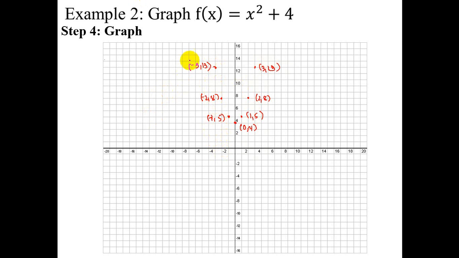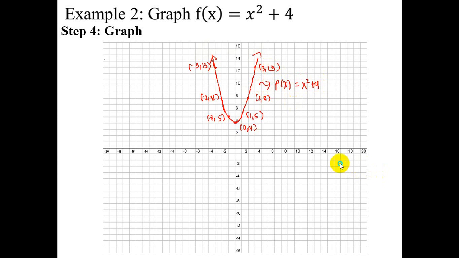Alright, now we can draw the parabola. So according to definition, the parabola must be a U-shape. So let's now say that this is the perfect graph of the parabola. So therefore, this is the graph of f of x equals x squared plus 4.